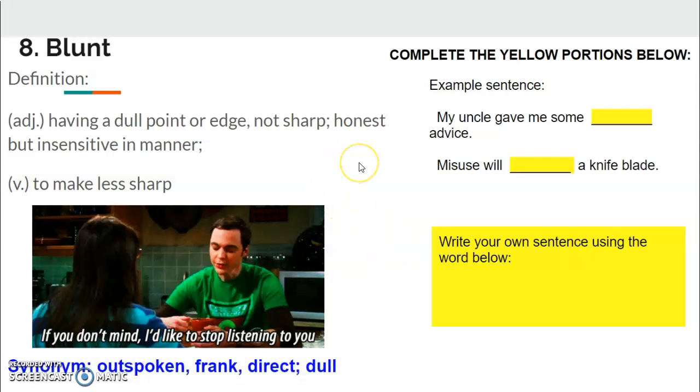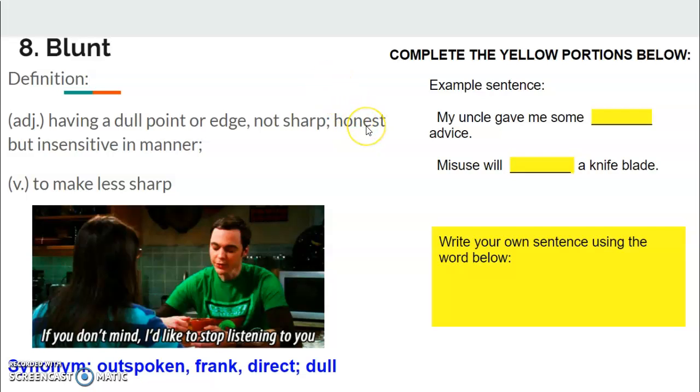Okay, number 8, blunt. For this one, we're talking about the adjective and the verb. So if we're describing something as blunt, like a tool, it means there's a dull point or edge. So it's kind of flattened. It's not sharp. It's not going to cut you. It's a blunt edge, which means it can't really harm you.